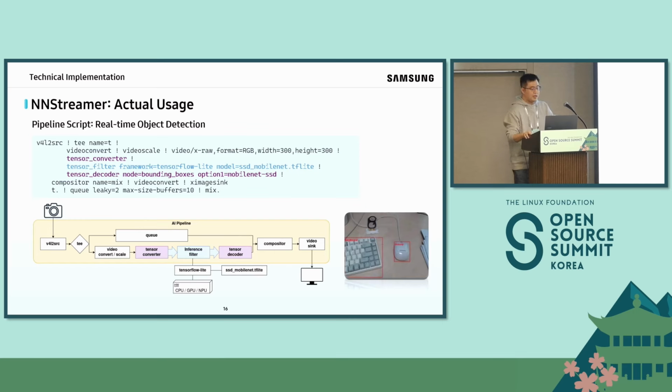If you were to write this entire process in code, you would have to write a significant amount of code. With NNStreamer, you can implement the core functionality of an AI application with just a few lines of pipeline script. However, the pipeline script is passed as a function parameter directly inside the application code. In the next slide, we will discuss how we solve this problem.